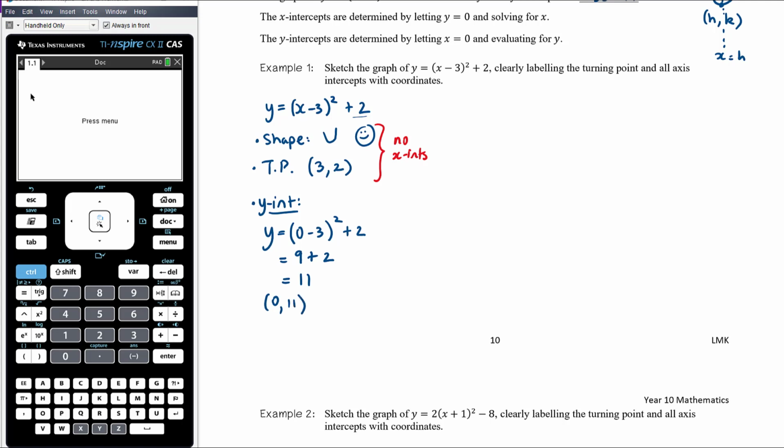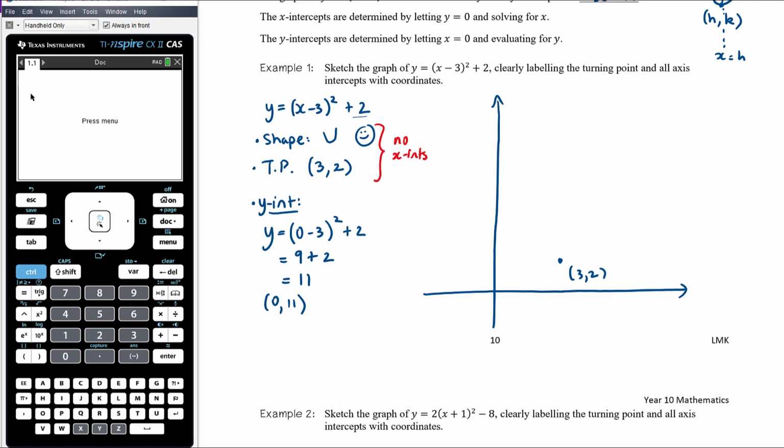Okay, so we've got all the information we need, and we then want to sketch our graph. So again, don't draw your axes first, calculate your information and work out what you need. Where do you need the axes to sit? What do you need to be able to draw? Okay, so I'm going to put 3, 2, my turning point there.